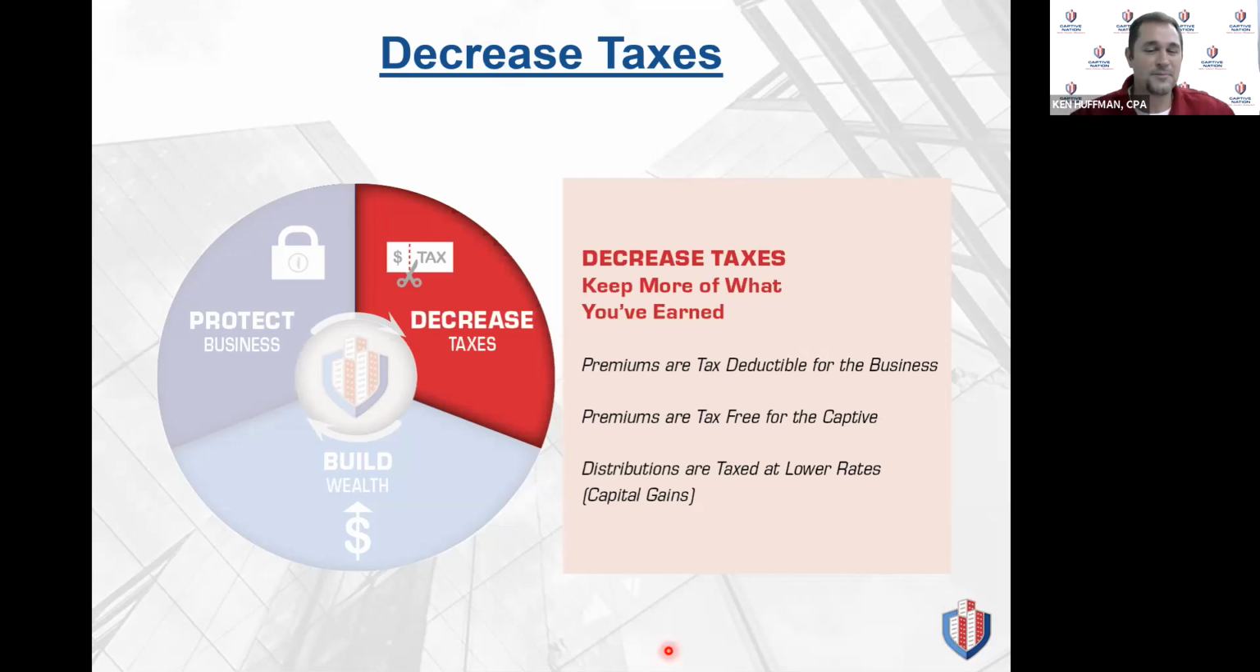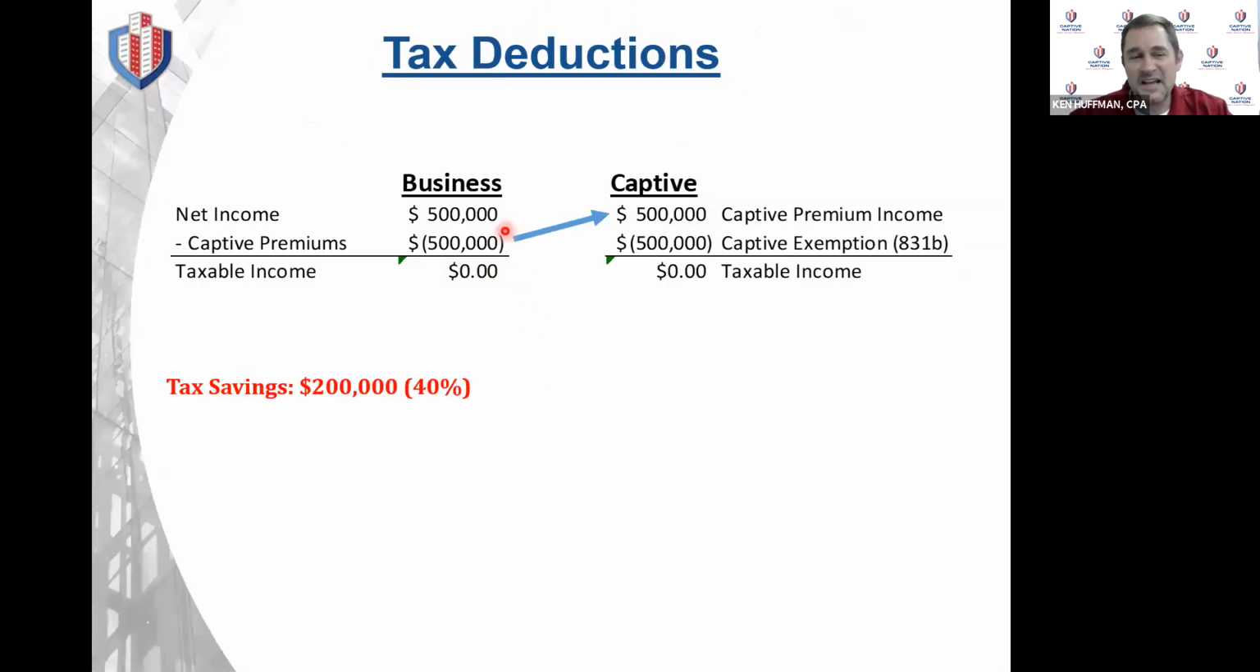Let me give you an example. Let's just say you got 500,000. Your business did great that year and you had 500,000.